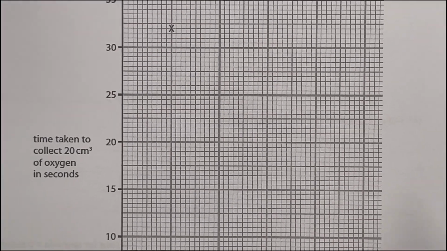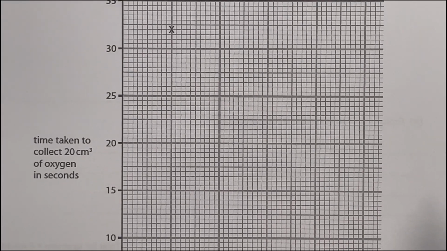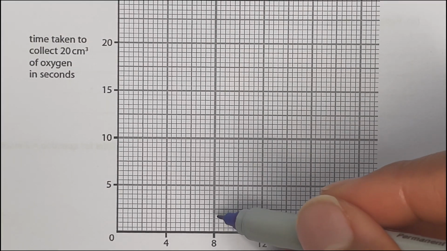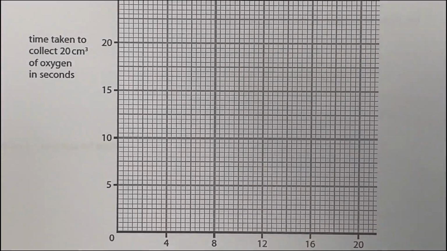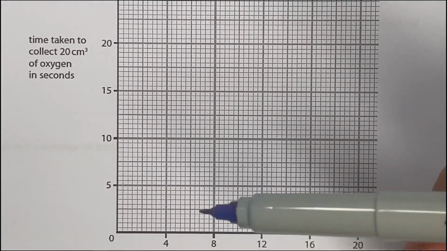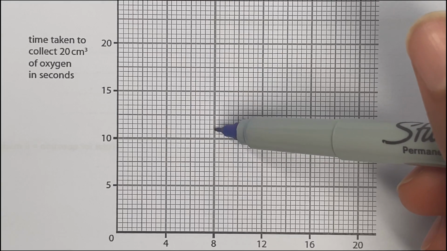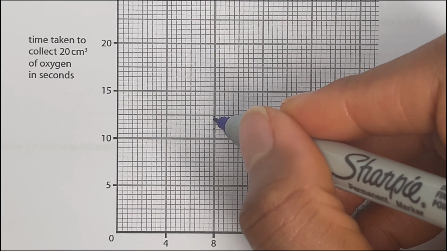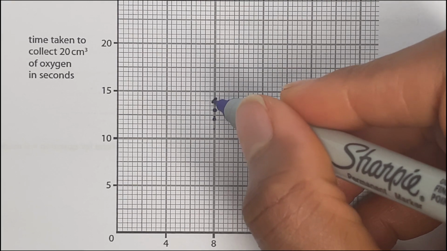Okay, so I'm looking at my next value. Next value will be concentration of 8. So 8 is over here. And at 8, the time taken is 14. So where is 14 on this scale? It is always difficult for students to read scales. So this is 10. So this will be 11, 12, so this will be my 13, so this will be my 14.